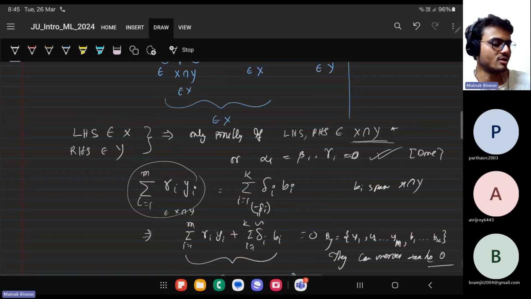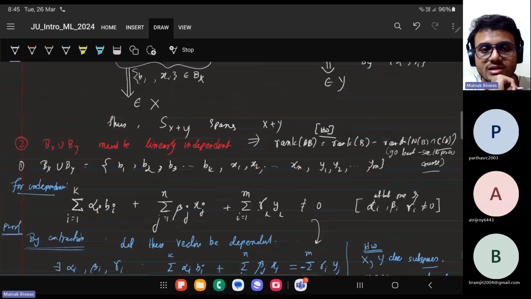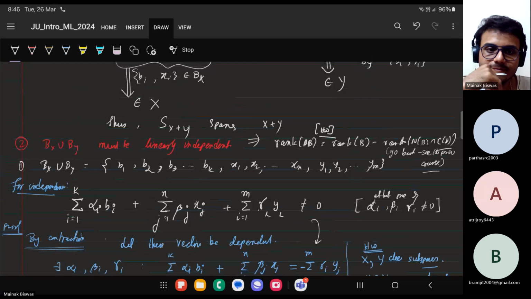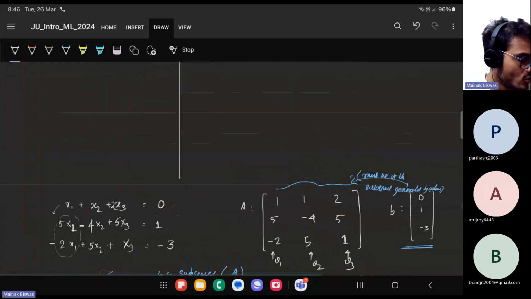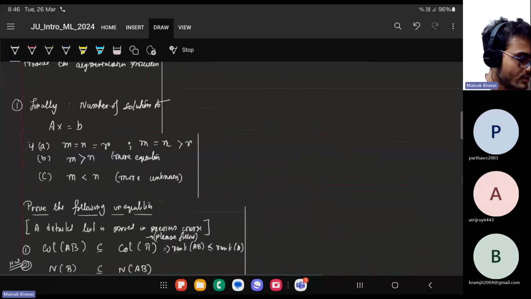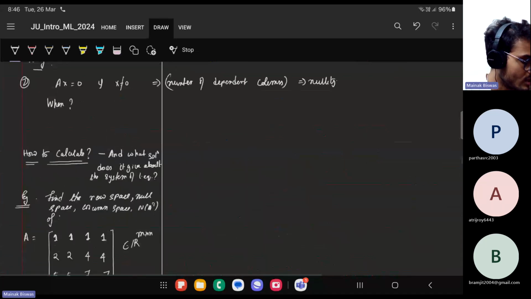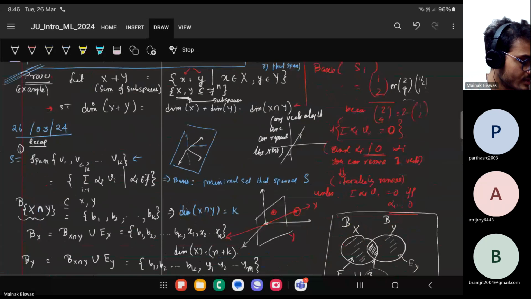Therefore, we have proved that this is true. Clear? We went very slow. I hope it is clear to everyone. Okay. So we have proved that the dimension of the sum is equal to the sum of individual dimensions minus the intersection.